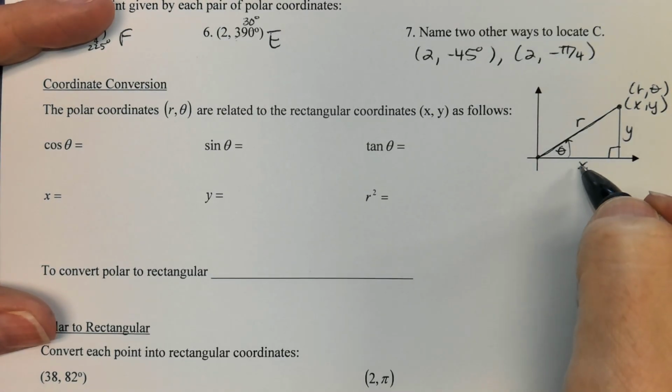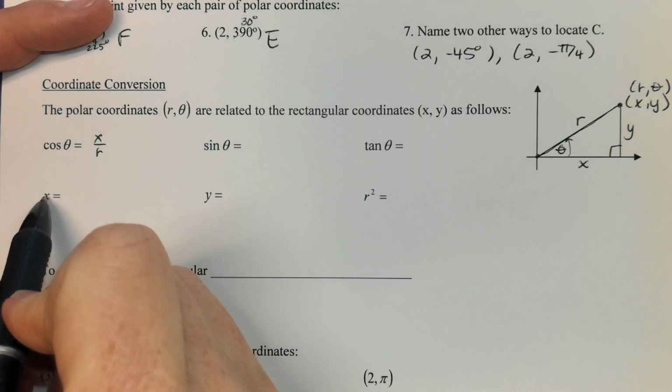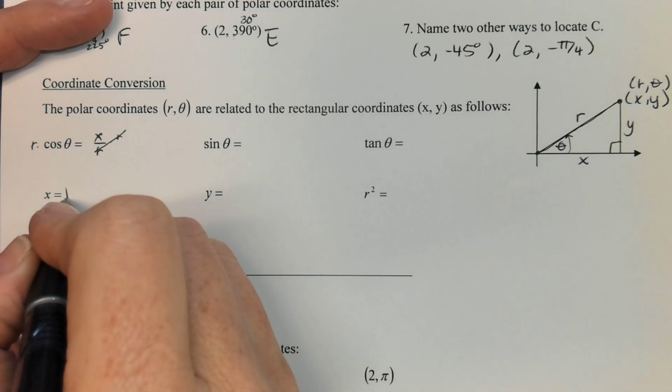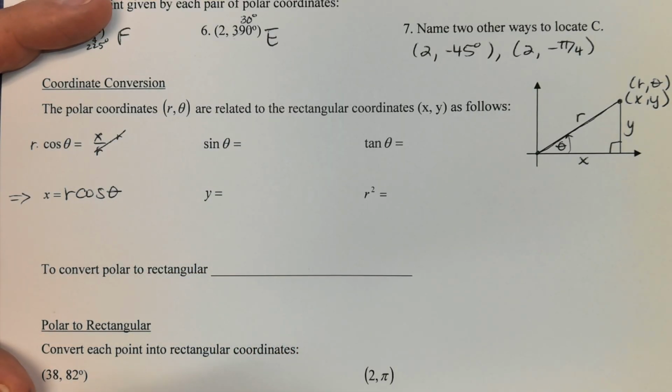So cosine is actually adjacent over hypotenuse, x over r. We've done this in the past when we did the unit circle. And then I'm just going to solve this for x. So I'm just going to multiply both sides by r. So x would be r cosine theta. That is going to be one of our key converting formulas.